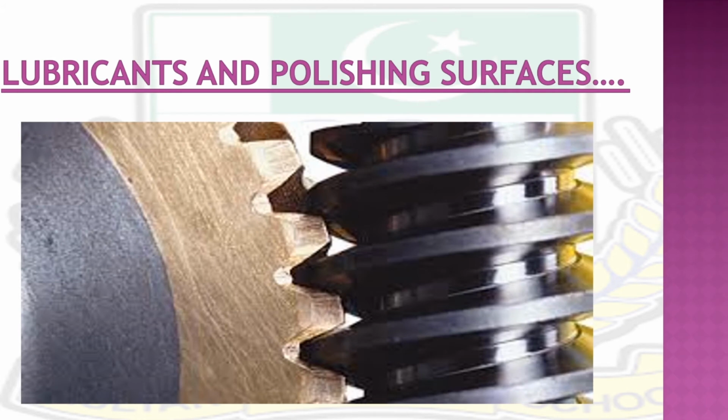Lubricants and polishing surfaces. A layer of lubricant like oil or grease between surfaces can greatly reduce friction. For example, lubricants are frequently used between the moving parts of an engine. With less friction, the engine can last longer. Same is the case with polishing. Polishing a surface to make it smooth also helps reduce friction, as there will be fewer surface irregularities. For example, the inside surfaces of an engine are usually polished to reduce friction.